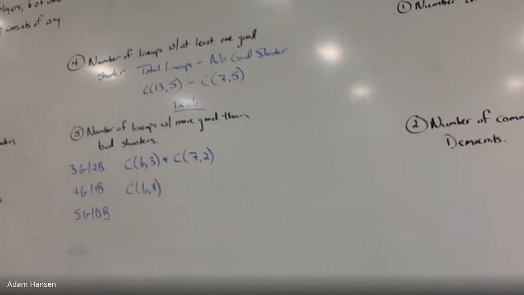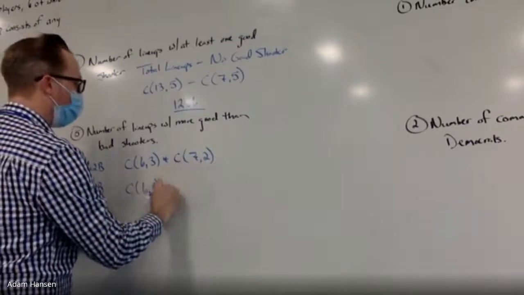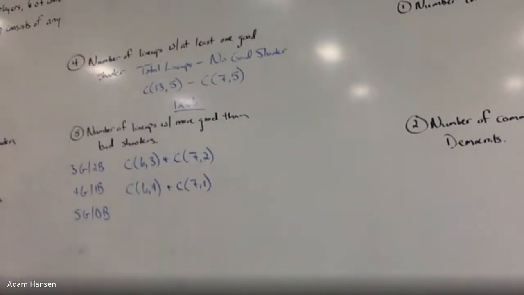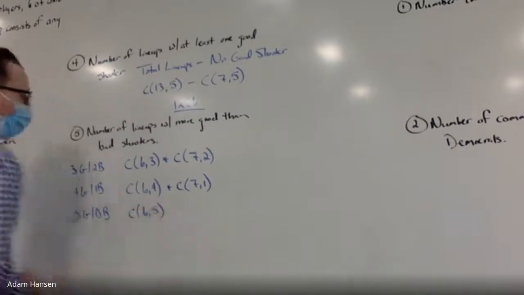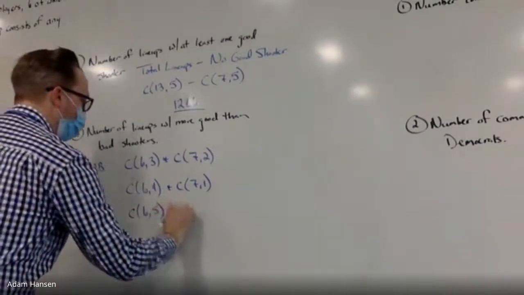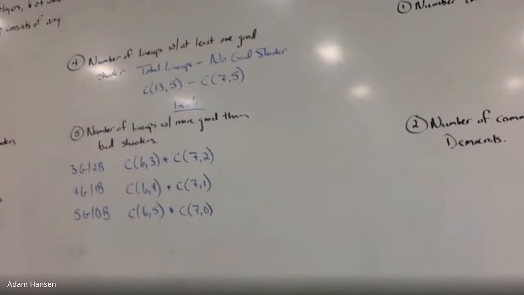From the 6 good shooters, choose any 4 now. Well, if I have 4 good shooters, that means I can only have 1 bad shooter. So change the 2 in 7 choose 2 to a 1. And then 5 good, 0 bad. So from the 6 good players, choose any 5 of them, times choose 0 of the 7 bad shooters.